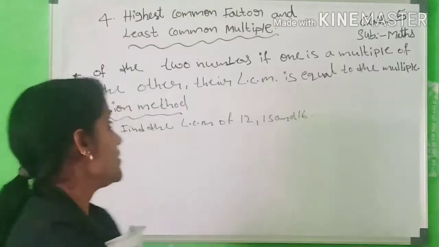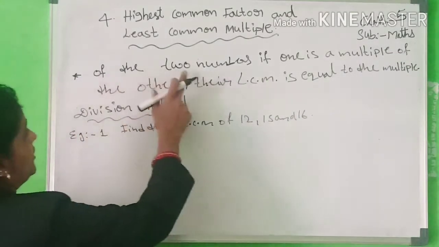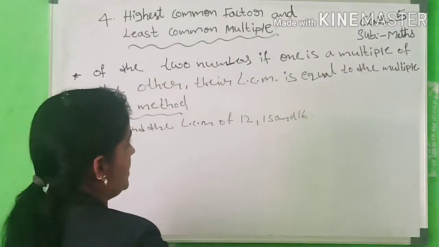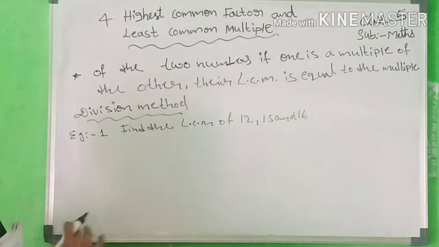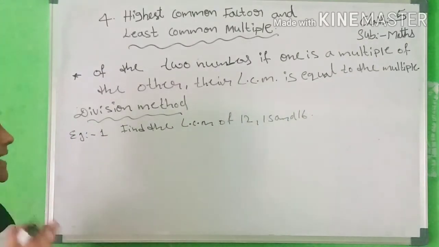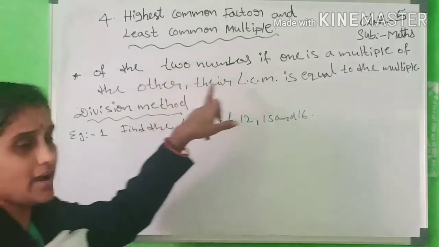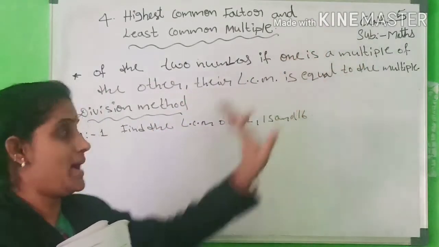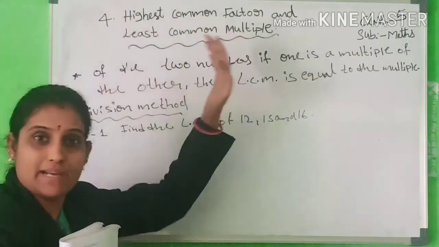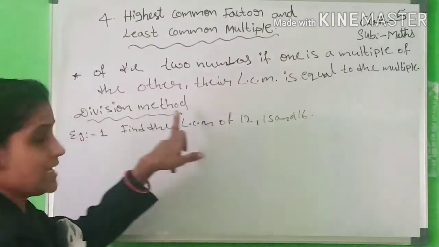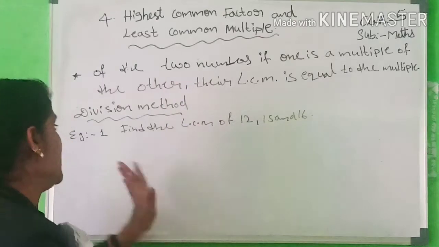Note this one. Okay, children. Of two numbers, if one is a multiple of the other, their LCM is equal to the multiple. Keep this point in your mind and write it in your fair note. Next method is the division method.